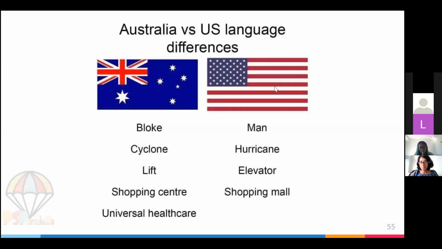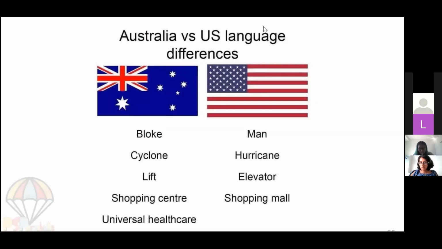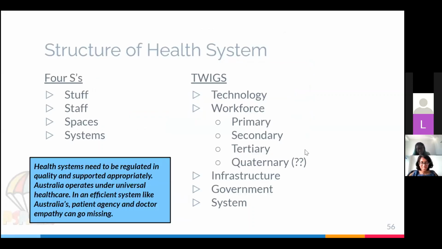Okay, yeah, I did start off with a meme. So Australia versus US language differences. I'm just going to read this because I like reading in American accents and Australian accents. So we have bloke, man, cyclone, hurricane, lift, elevator, shopping center, shopping mall, and we have universal healthcare, which they don't, so it sucks for them. Sorry, I'm not really funny.